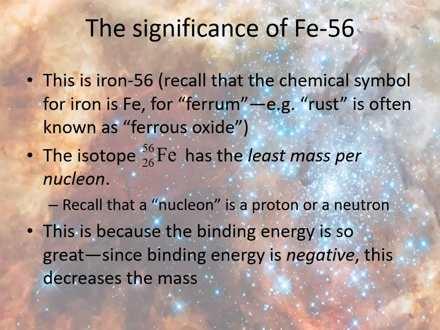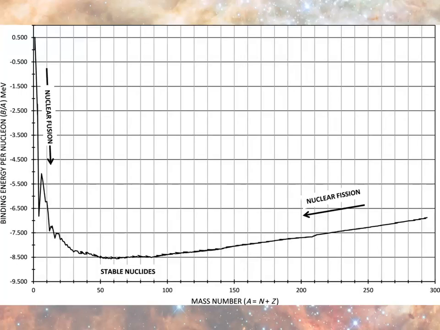Well, why is that? That's because the binding energy is so large in size. And remember, binding energy is negative, so that results in a decreased mass. But what that means is that if you're to make a plot of binding energy per nucleon versus mass number, that plot's going to end up being something like this. By the way, notice these are negative numbers going down here. I think that's especially important because of the fact that binding energy is negative.